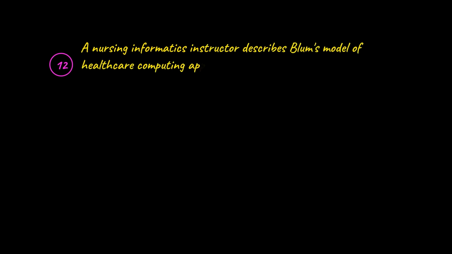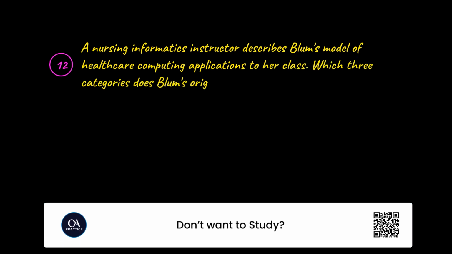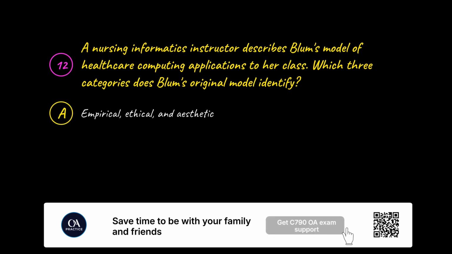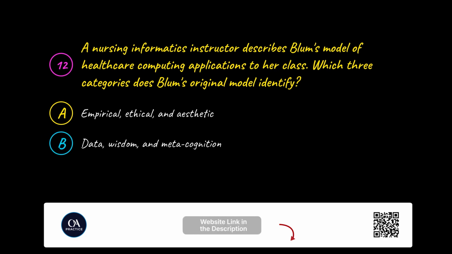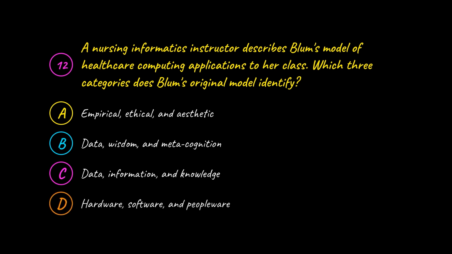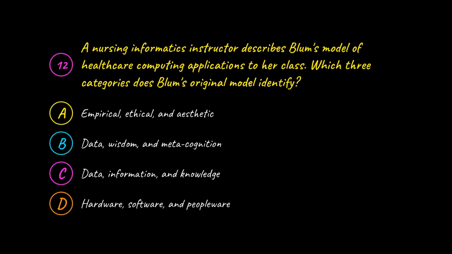Question 12. A nursing informatics instructor describes Bloom's model of healthcare computing applications to her class. Which three categories does Bloom's original model identify? Your options are A. Empirical, ethical, and aesthetic. B. Data, wisdom, and metacognition. C. Data, information, and knowledge. D. Hardware, software, and peopleware. What's your answer? Commit to one before I continue.